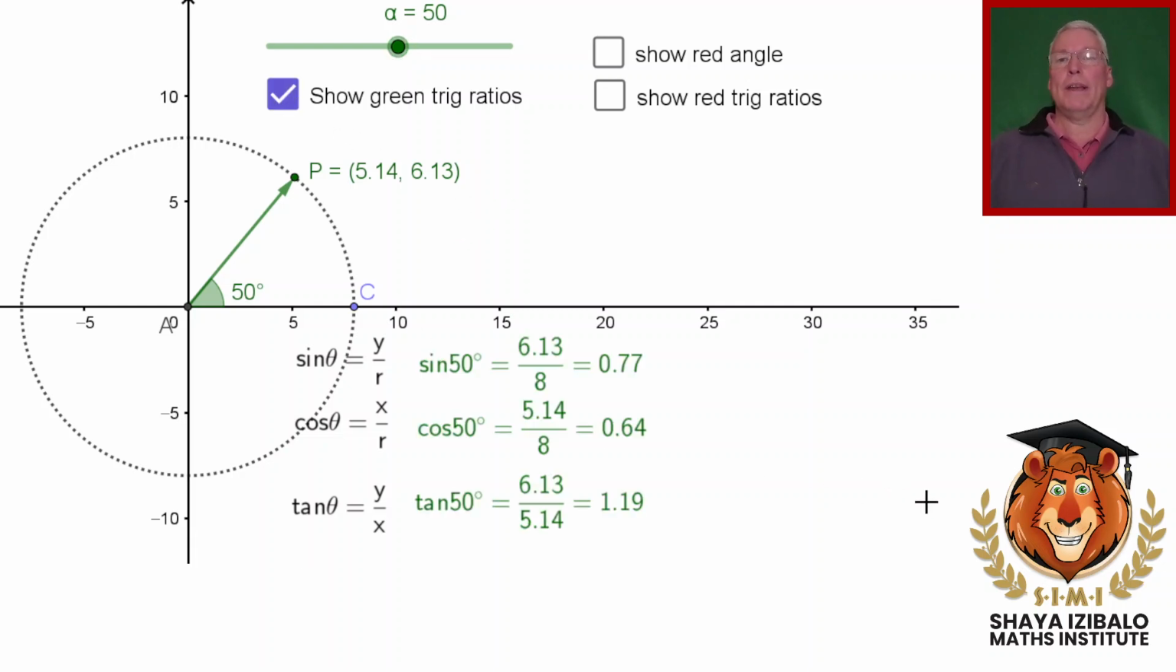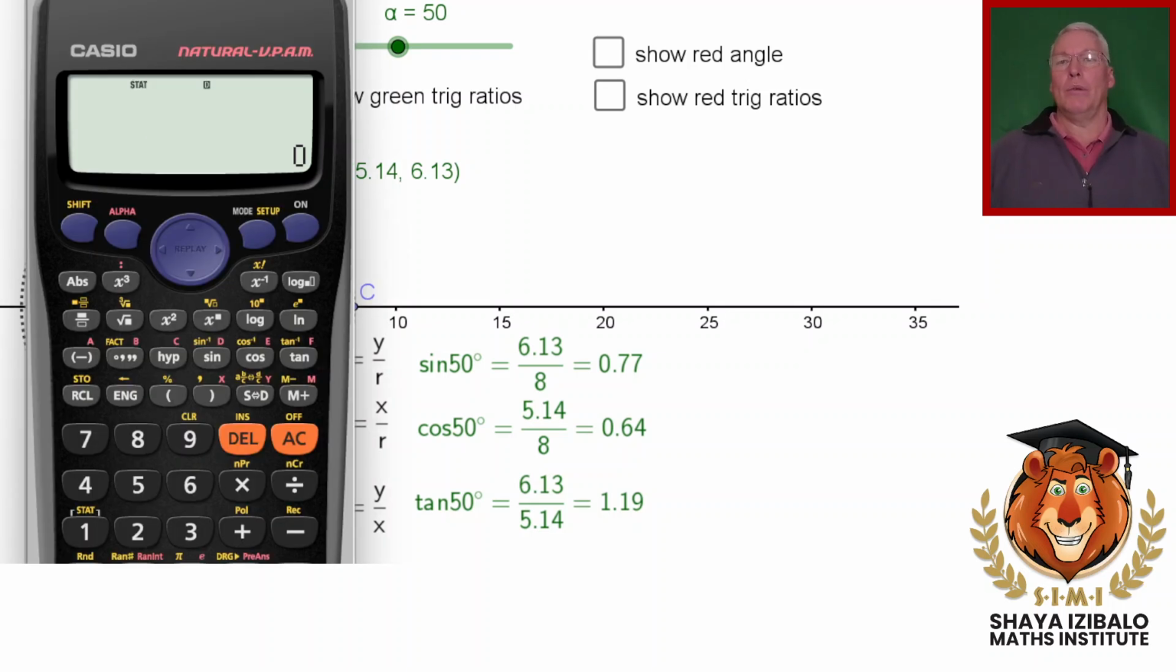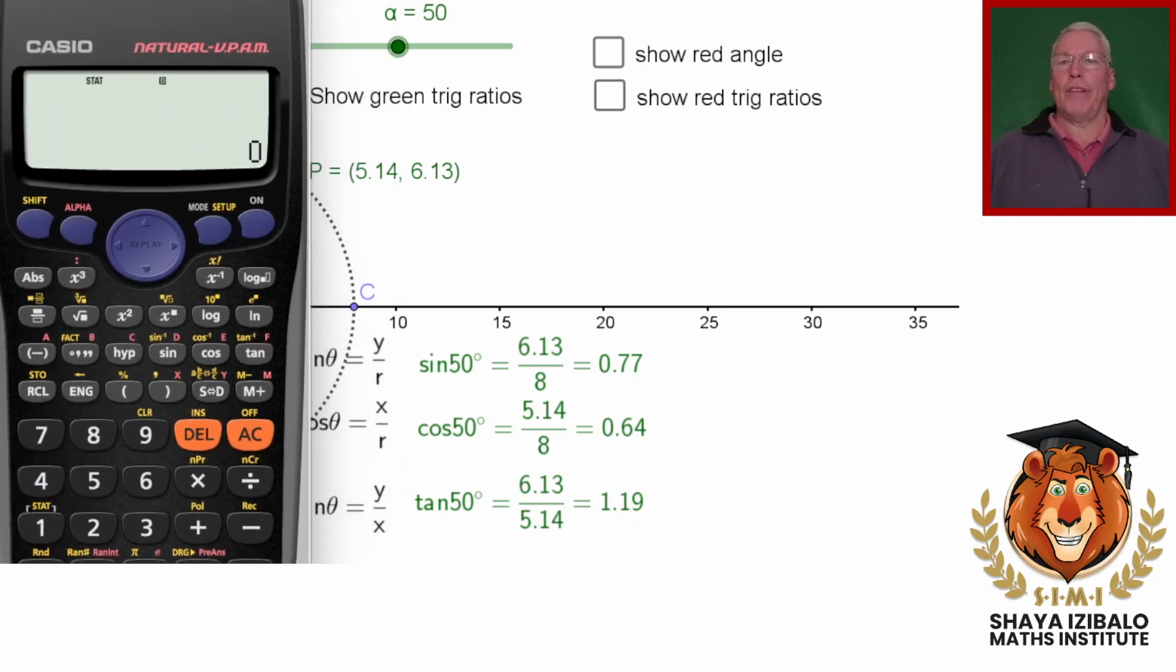So for example, we can calculate sine, which would be the y value, 6,13, over the r value. It would be 6,13 over 8. The radius here is 8. And we get a number of about 0.77. Just to show you that that's exactly what our calculator would give us if we asked for the sine of 50. I'm hoping you can see enough of the calculator. Yes, you can. And there it is. It's 0.766. It rounds up to 0.77.